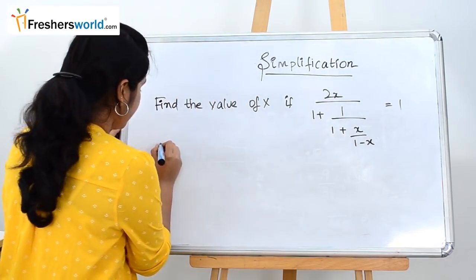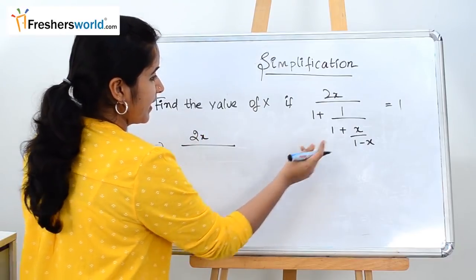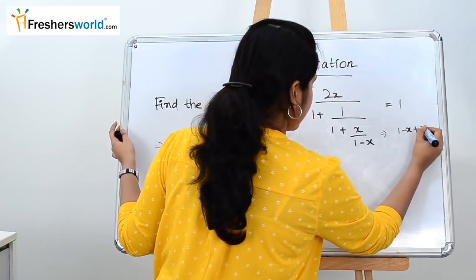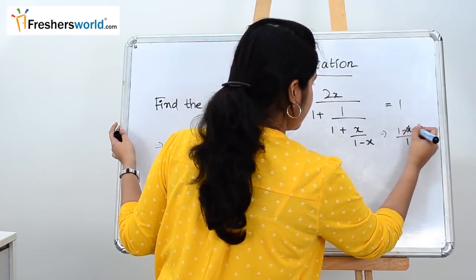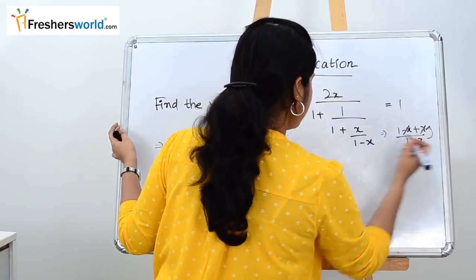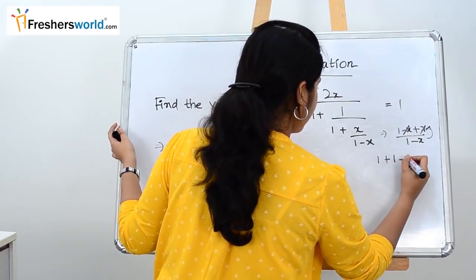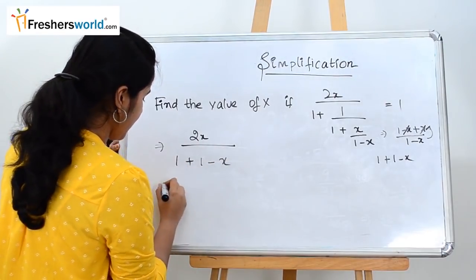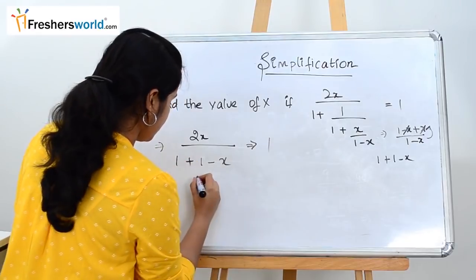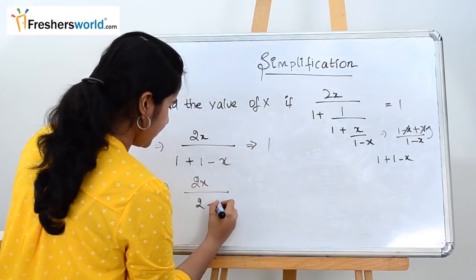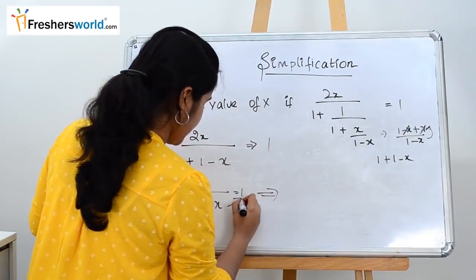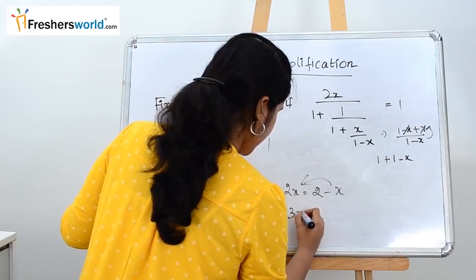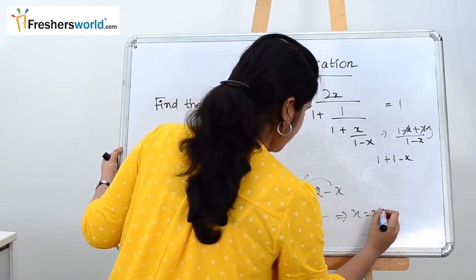So let's get started. So 2x divided by, this can be written as 1 minus x plus x divided by 1 minus x. If it goes upwards, it becomes 1 plus 1 minus x, which is equal to 1. So 2x divided by 2 minus x equal to 1. So you can just take it upwards. So 2x is equal to 2 minus x. So the x goes there. It becomes 3x is equal to 2 and x is equal to 2 by 3.